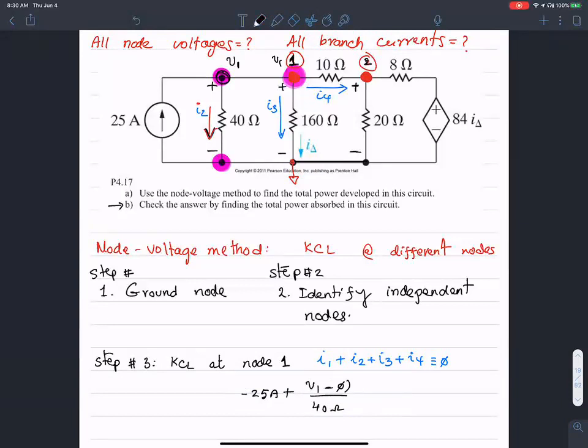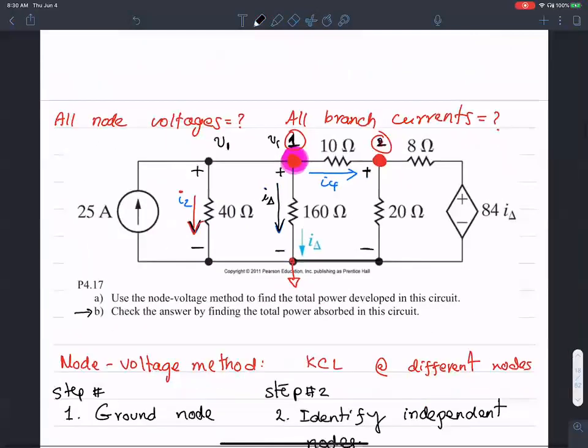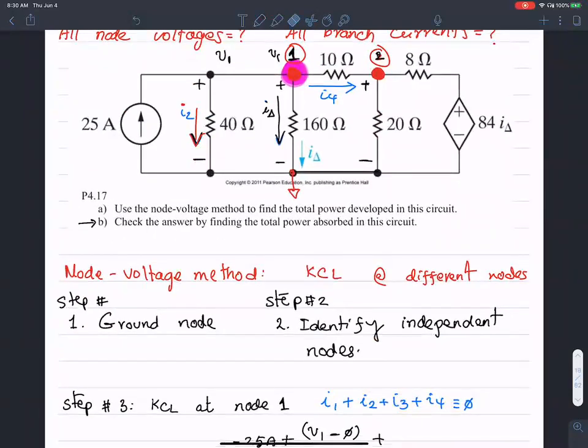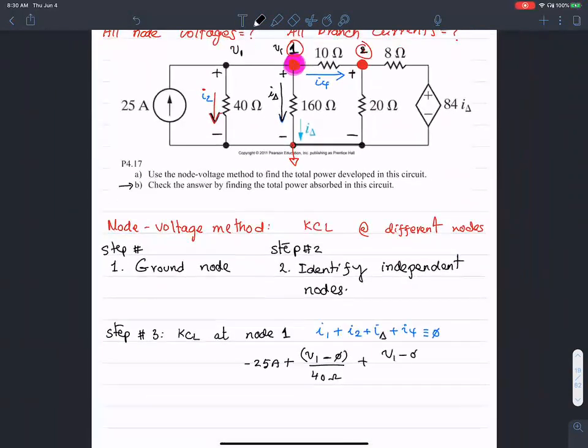Okay, so let's do the same thing for I3 as well. Can we change that to I delta, just to follow the convention of the illustration that we have up here in the figure? Sorry about that. We can pick I delta to be this guy. So I'm going to modify my equation accordingly to incorporate a delta here. Sure. So then I delta will just be V1 minus 0 divided by 160 ohms.